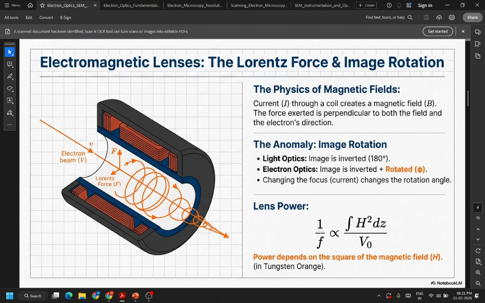So here 1 by f is proportional to the integration of h square dz by v naught, where h square is the magnetic field.